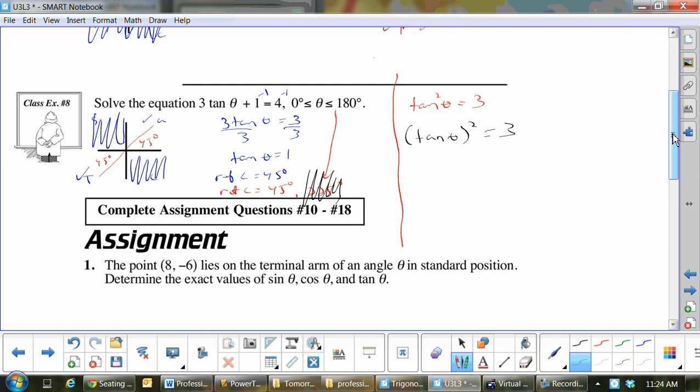Now, if you weren't here and you don't go through the notes, you won't do that, and you'll just be asking Mr., well, what does this do? Okay, now, how would I solve this? Take the square root of both sides, right? So, tan theta equals square root 3.